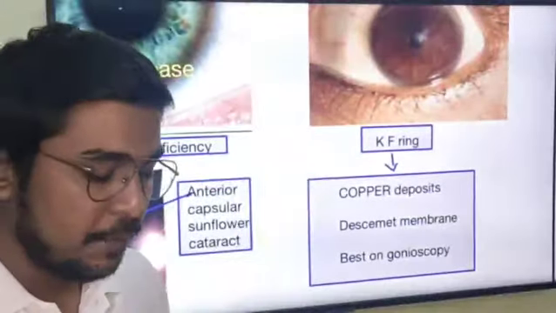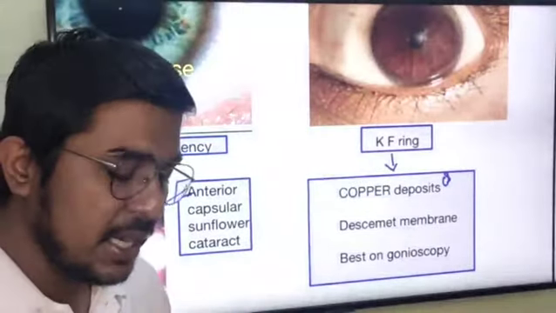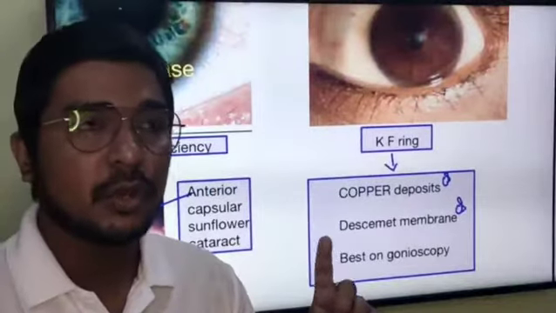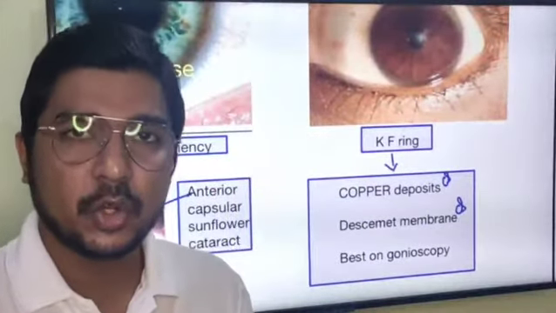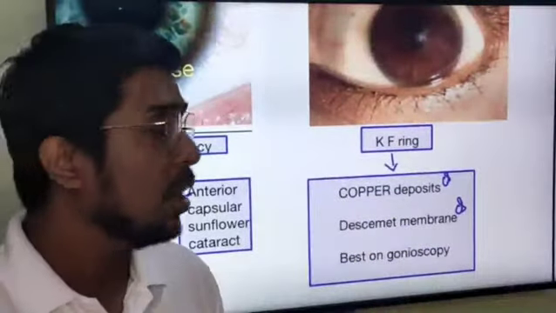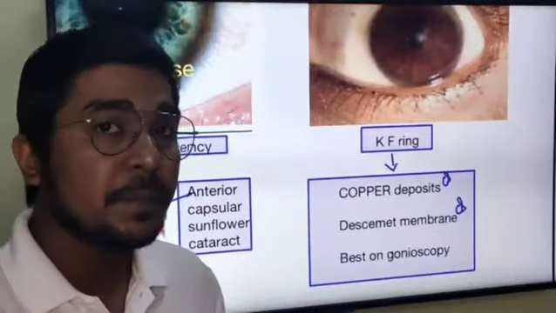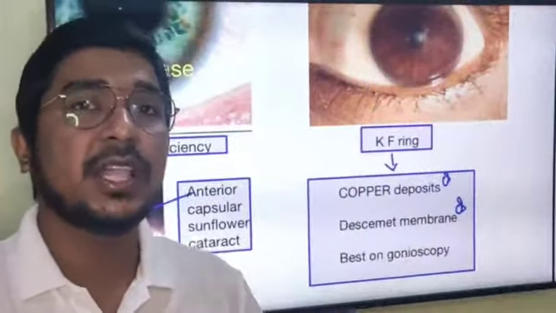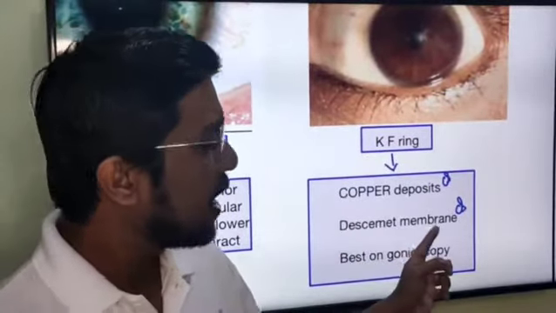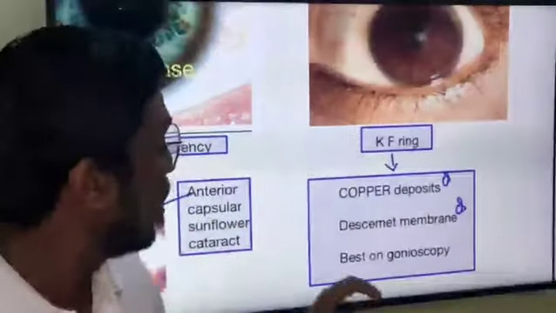The second question is very important: where does it deposit? It is deposited in Descemet's membrane, right? The third question is that there is a Fleischer ring also. You have seen the Fleischer ring in keratoconus, and this is the Kayser-Fleischer ring in Wilson disease. You have seen both, but the difference is that the Kayser-Fleischer ring has copper deposit, but the Fleischer ring in keratoconus has iron deposition. Second, the Kayser-Fleischer ring is formed at the level of Descemet's membrane, but the Fleischer ring is formed at the level of the epithelium only.